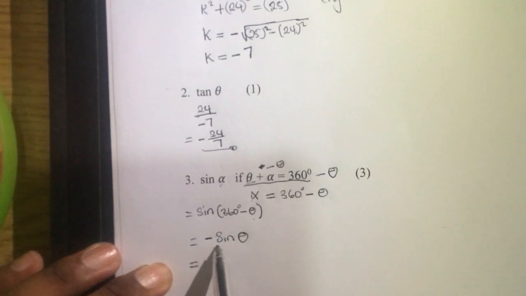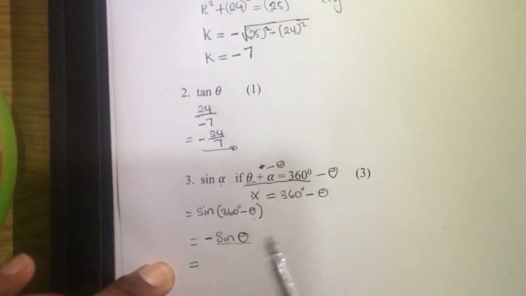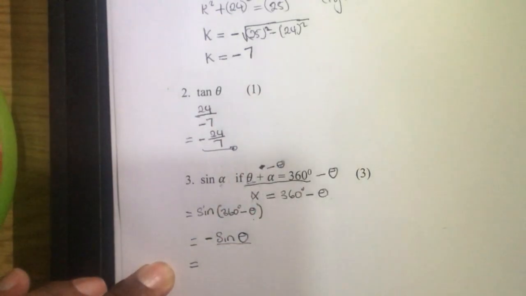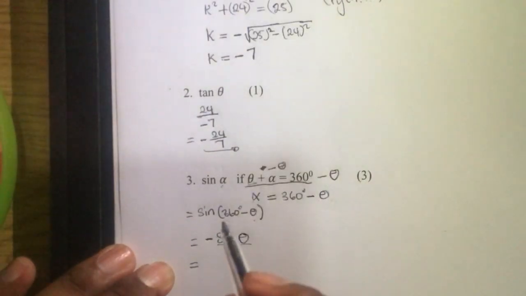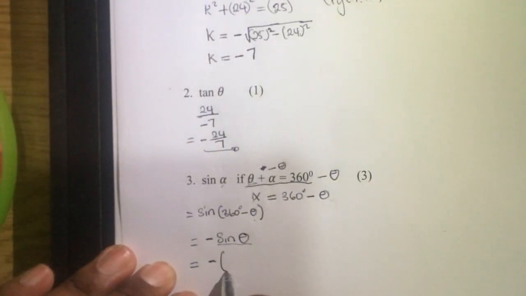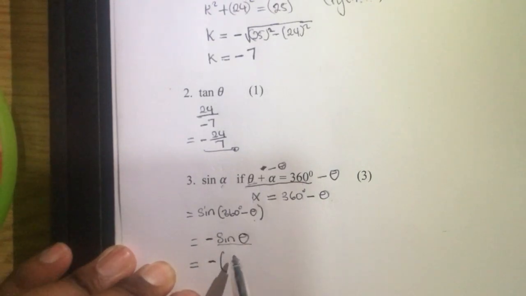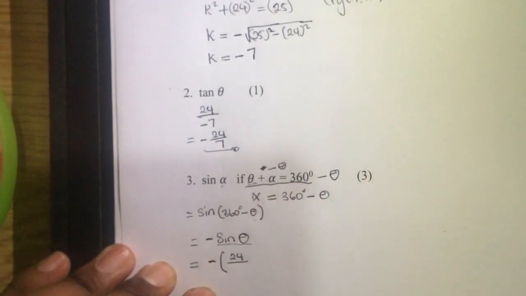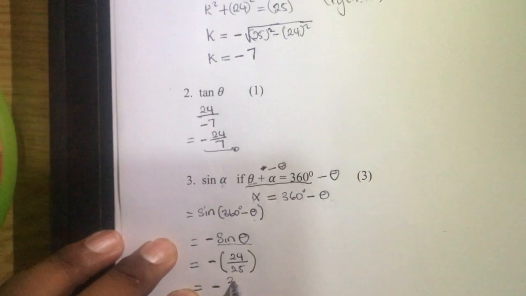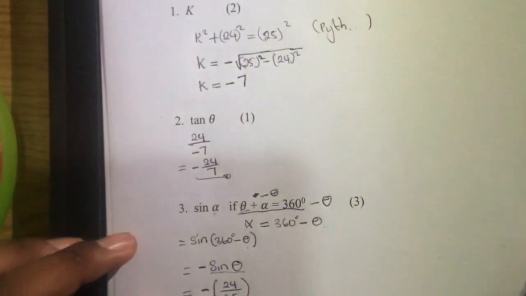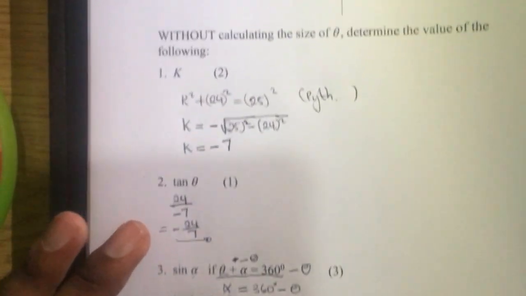So now we must find sine theta. How can we find sine theta? Sine is equal to opposite side over hypotenuse side. So it is negative. What is the opposite side? The opposite side is equal to 24, all over the hypotenuse side, which is equal to 25, remember, in our diagram. So then this is our answer, minus 24 over 25. So we are done with example 2.